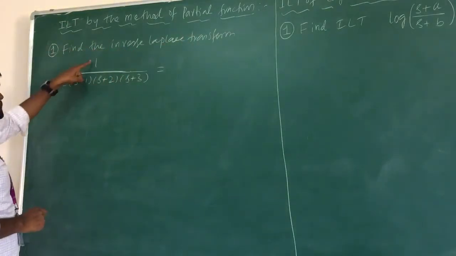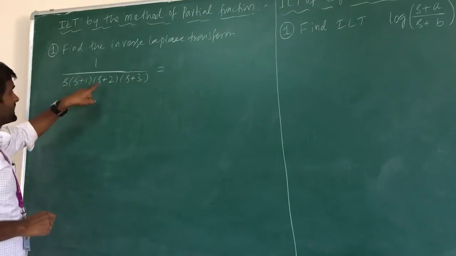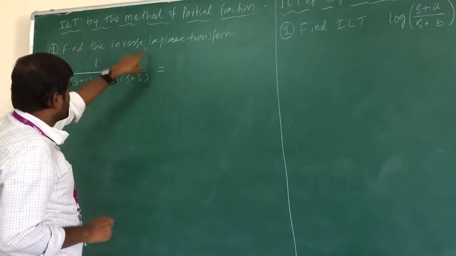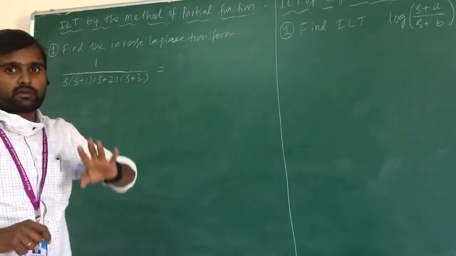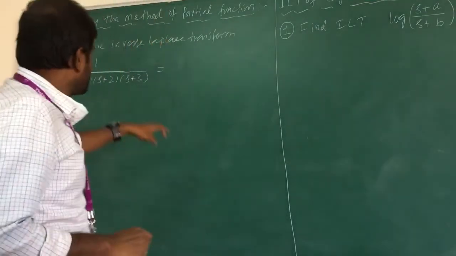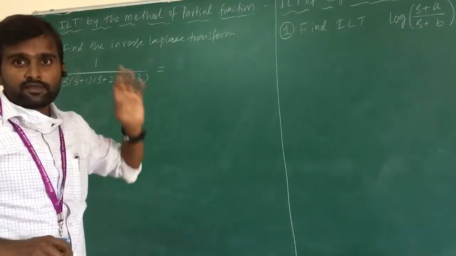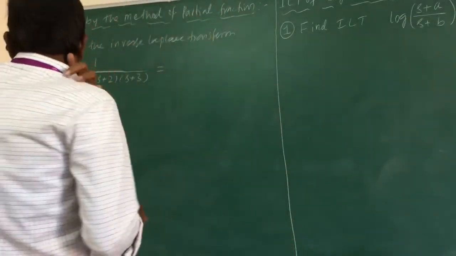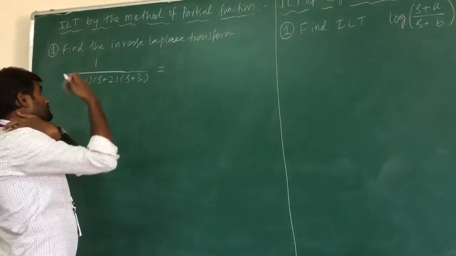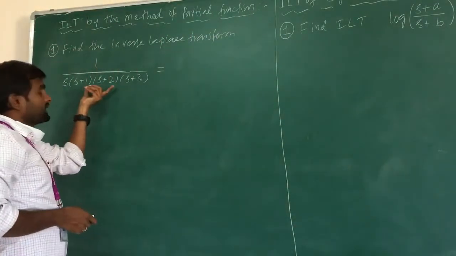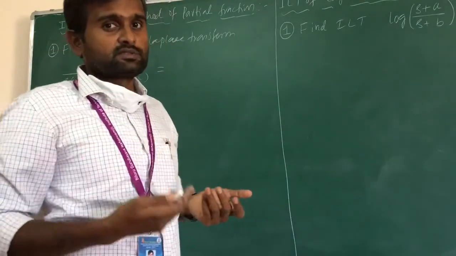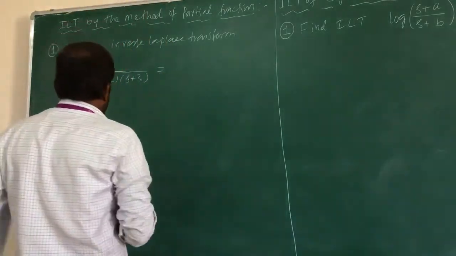So here, find the inverse Laplace transform. The function is 1 by s into s plus 1, s plus 2 and s plus 3. We are finding the inverse Laplace transform of this whole thing. But if I take the inverse Laplace transform directly, maybe it is difficult. So that's why I am using partial fraction. When the denominator has multiple terms, we use partial fraction.